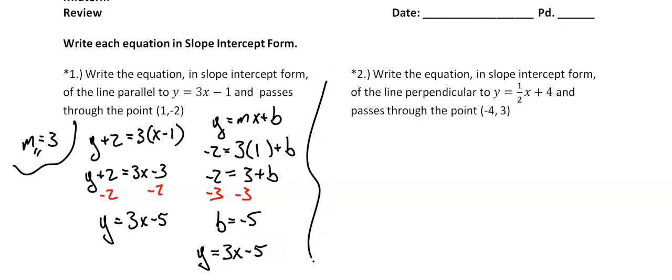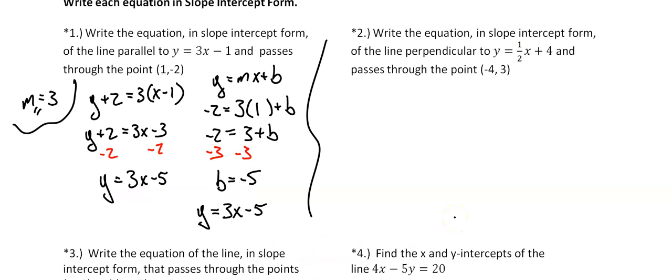The next one asks us to write the equation in slope-intercept form. And this time we're perpendicular. So remember, for a perpendicular line, we have to do the opposite reciprocal. If this is a positive 1/2, our slope is going to be a negative 2/1, so a negative 2. All right. And then from there, we have our two options.